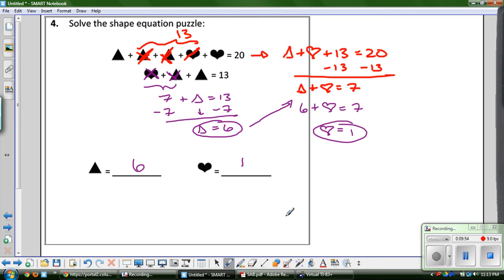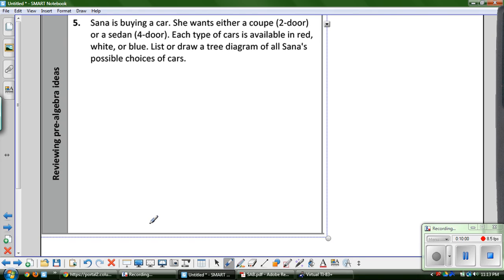Okay, let's check this out. Sadie is buying a car. She wants either a coupe, which is a 2-door, or a sedan, which is a 4-door. Each type of car is available in red, white, and blue. List or draw a tree diagram of all Sadie's possible choices of cars. Now, we got to kind of remember what a tree diagram is all about. It's all about really making choices.